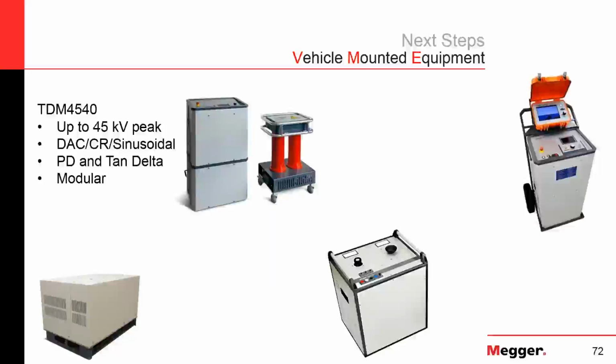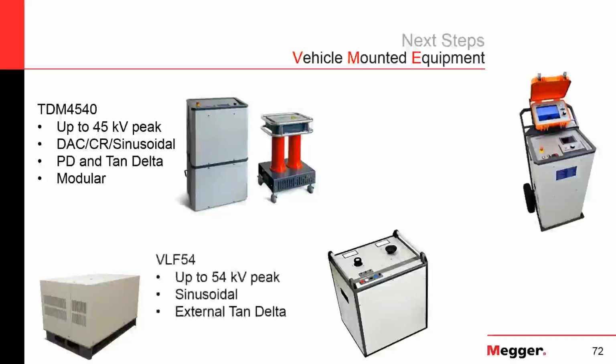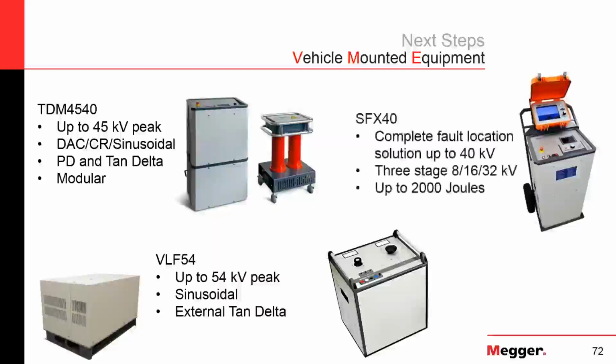If those aren't big enough, now we're going to start looking at vehicle-mounted equipment. Something like our TDM 45. I like this unit a lot because it does everything we talked about today. It does damped AC, cosine rectangular, and sinusoidal all in one box, which means we can do partial discharge testing at power frequencies and tan delta testing with 0.1 hertz.